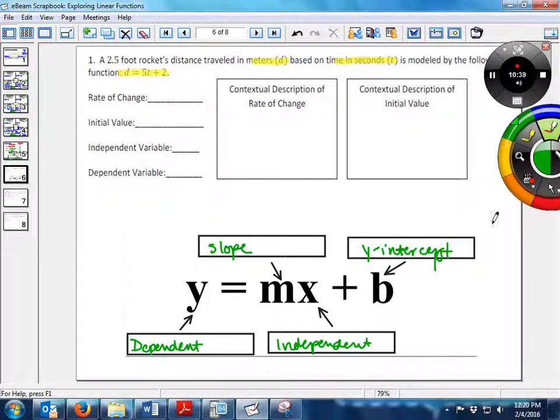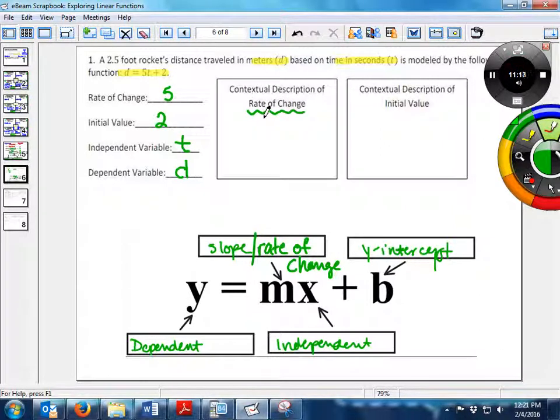Okay, so I have copied the equation down at the bottom so that we can see where everything goes. In this equation, we have d equals 5t plus 2. D is in the same place as the y, so that makes it the dependent. So that'll be d is for dependent. The m, the rate of change, that's in the same place as the 5. Remember, that's what's being multiplied. The t is in the same place as the x, or the independent variable. And your initial value is what's being added. That is your 2.